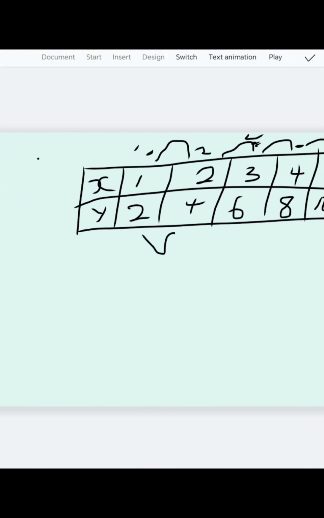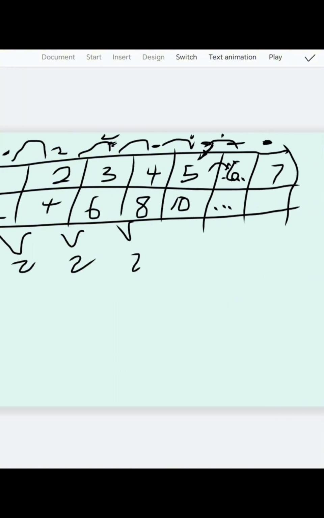What is the difference between my terms? The difference is 2 all throughout. You simply say 4 minus 2, you get 2. 6 minus 4, you get 2. 8 minus 6, you get 2. And 10 minus 8, still you get 2. So from here to here also you must get 2, and from here to here also you must get 2. Now if I add 2 to 10, what must I get? It means that I must get 12.